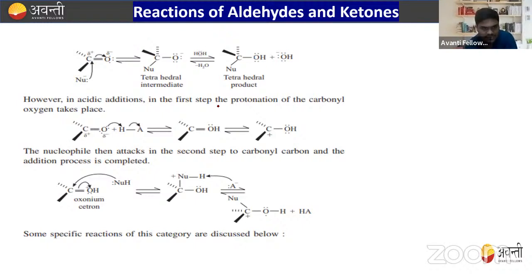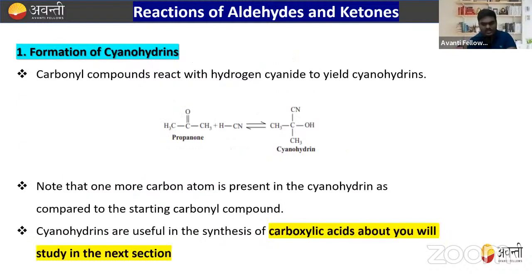However, in acidic conditions, the first step is protonation of the carbonyl oxygen. How does the protonation take place? The HA will donate its proton, forming H plus and A negative. The nucleophile then attacks the carbonyl carbon in the second step, and the addition process is completed. Right. So let's discuss some specific reactions of this category.